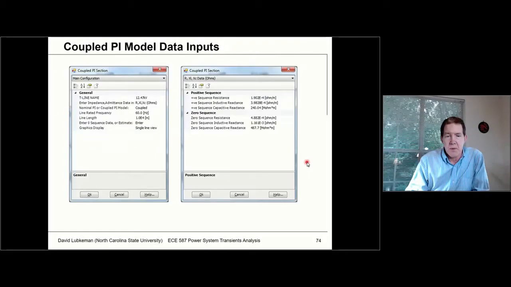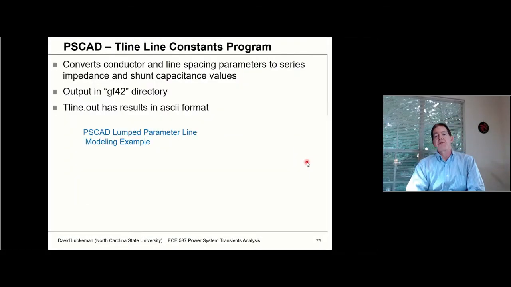Okay, so let's suppose you didn't have a piece of MATLAB code on hand or didn't have somebody else's program to do these computations. How would you do this? The way you would do this in PSCAD is you use a program called T-Line. T-Line is a standalone program which pulls these values in from a PSCAD screen, does a calculation, and then spits these values out.